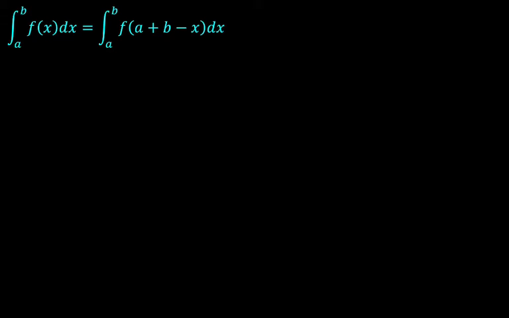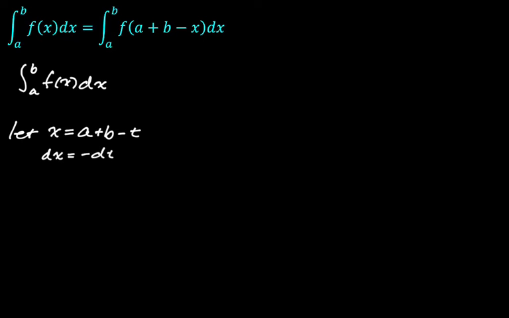So where does this come from? Well, what I'm going to do is start off with the substitution that we want to make. We're going to let x equal a plus b minus t. This is one of those substitutions that seemingly comes out of nowhere. Basically what you're trying to do is integrate from right to left instead of left to right. So x is equal to a plus b minus t. That means that dx is going to be negative dt.